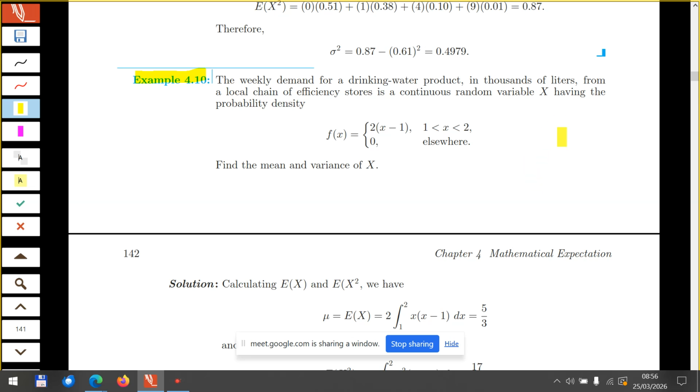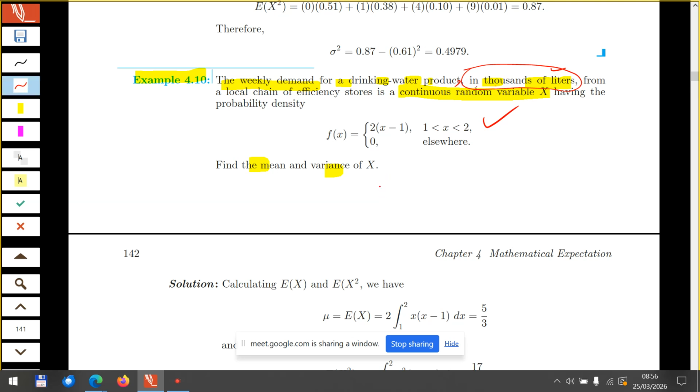So imagine you are given a random variable x continuous, yeah, which in this example is the weekly demand for a drinking water product in thousands of liters. We see, that's what I told you. Whenever you go from the physical world to the mathematical world, you have to specify the units so that you don't have to write this every time. From a local chain of stores, a continuous random variable having the given distribution. So the probability distribution is given to you. And here he is asking for the mean and variance of x, which we already did.